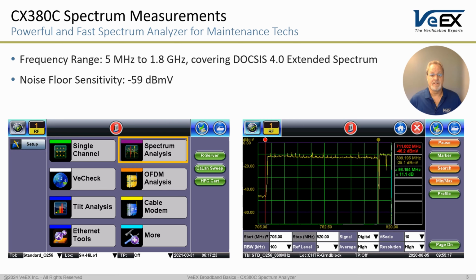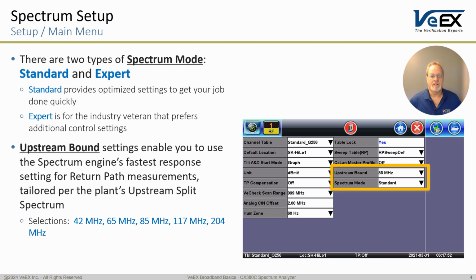Before delving into the details of the spectrum analyzer, I will first review some of the settings associated with the spectrum analyzer in the main menu setup. In the main menu setup screen, there are two settings that pertain to the spectrum analyzer, the upstream bound and the spectrum mode. The spectrum mode setting has two types, standard and expert. Standard provides optimized settings for the spectrum analyzer to get your job done quickly, and expert mode is used for the industry veterans that prefer additional controls to the spectrum analyzer.